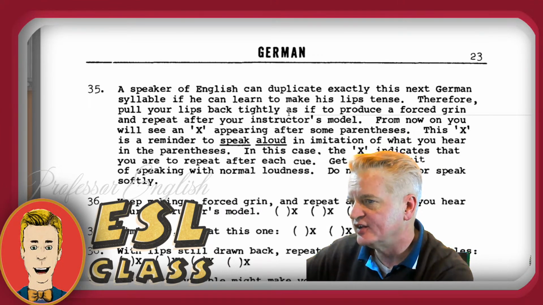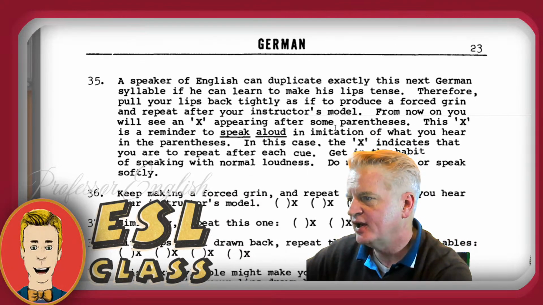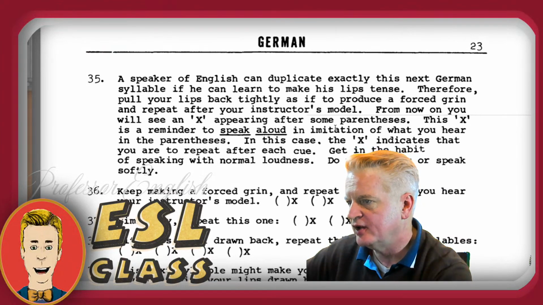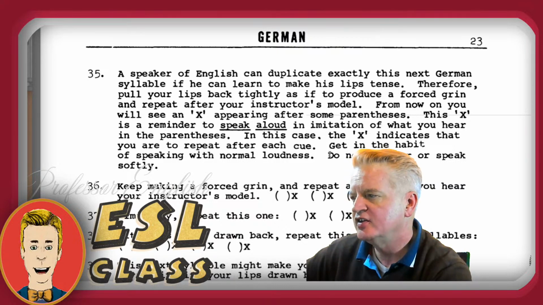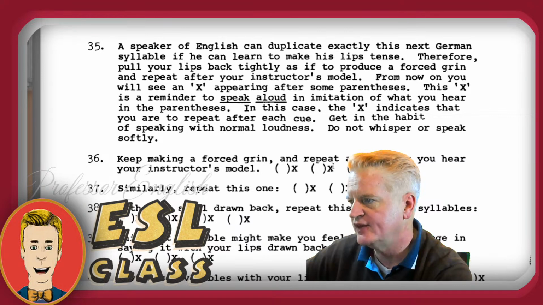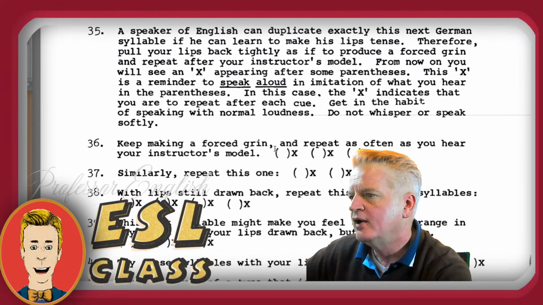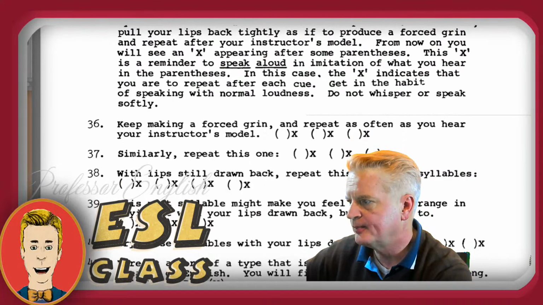Page 4. 35. A speaker of English can duplicate exactly this next German syllable if he can learn to make his lips tense. Therefore, pull your lips back tightly as if to produce a forced grin and repeat after your instructor's model. From now on, you will see an X appearing after some parentheses. This X is a reminder to speak aloud in imitation of what you hear in the parentheses. In this case, the X indicates that you are to repeat after each cue. Get in the habit of speaking with normal loudness. Do not whisper or speak softly.